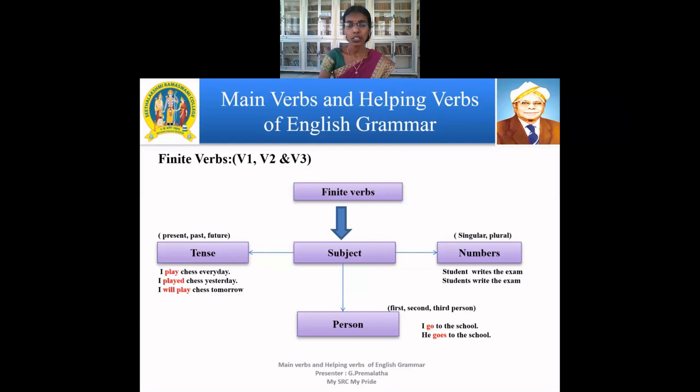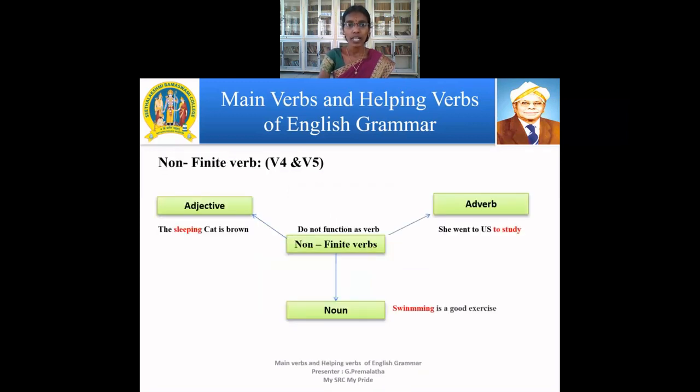And then, to denote the person, whether it is first, second or third person, we use these verbs. For example, I go to the school. Here I have used first person, so the V1 verb has been used. Next example, he goes to the school. Along with the subject he, she, it, the third person singular, we have to use s or es along with the main verb. So V1, V2, V3 come under the division of finite verbs.